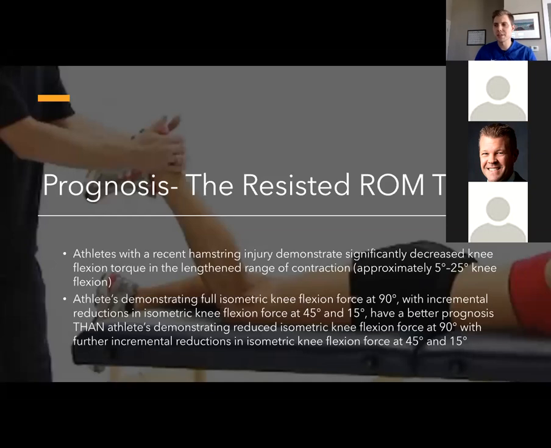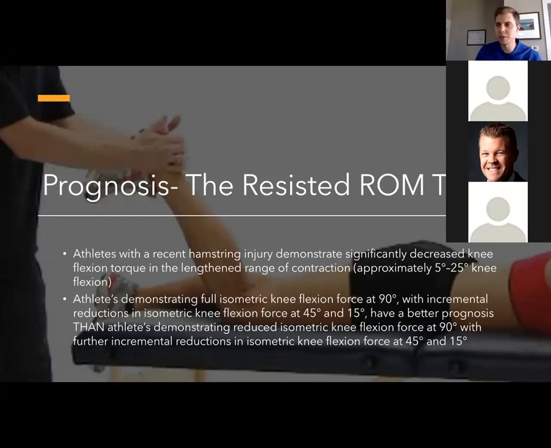This can be used to assess an athlete's ability to resist knee extension at 90, 45, and 15 degrees of flexion in prone. This is performed with athletes, and those with recurrent hamstring deficits typically demonstrate significantly decreased knee flexion torque in the lengthened range, and that's going to be the 5 to 10 or the 5 to 25 degrees of knee flexion.